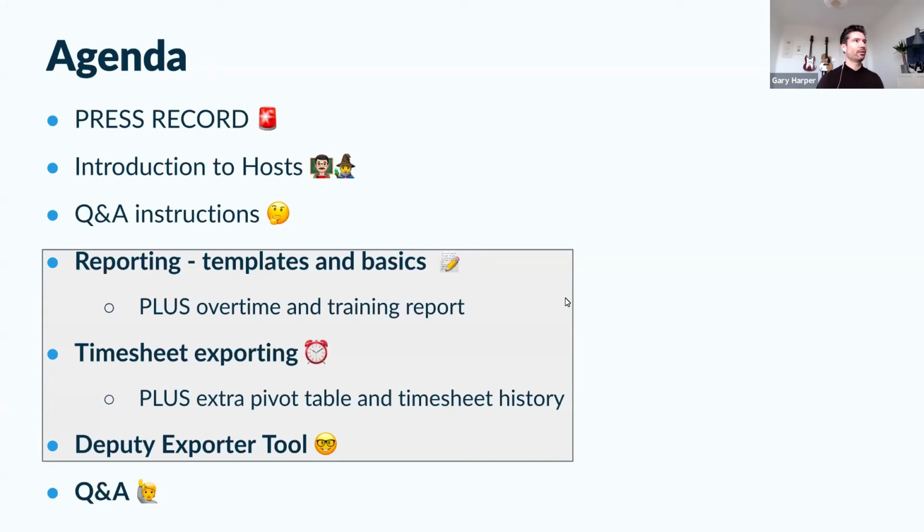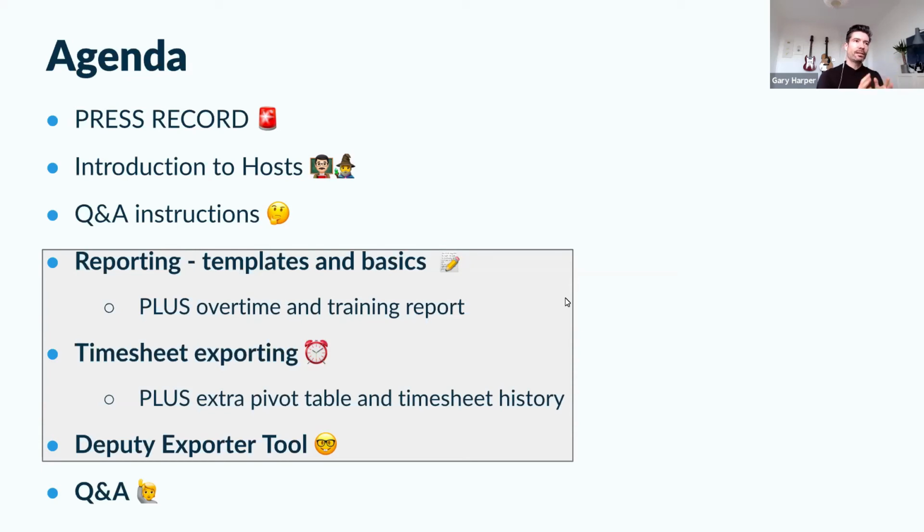So we're going to have a look at the reporting, all the templates and the basics of their use. And then I'll dive live into the platform and create an overtime report in the custom report builder and a report on training as well. Then we'll look at a different way of getting your data out of Deputy via the timesheet export page, and also a couple of tips using Excel pivot tables to maybe arrange your data in a simpler format or in a more customized way that's more useful for you.